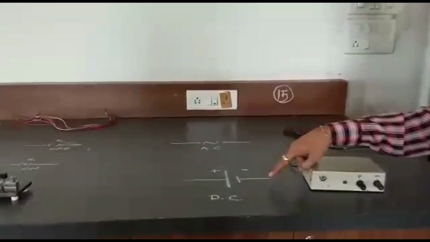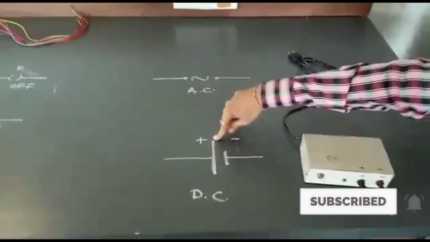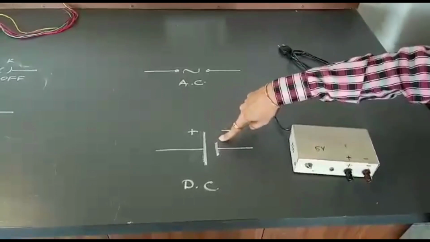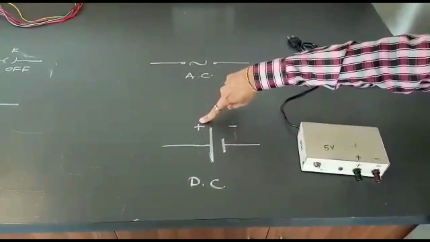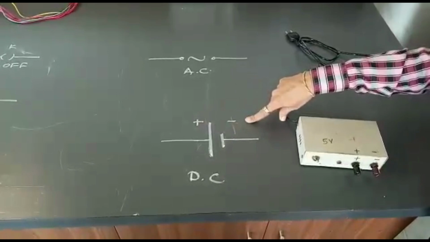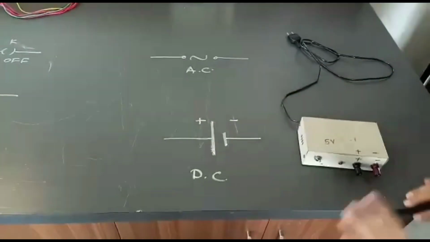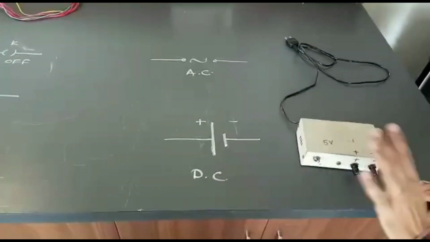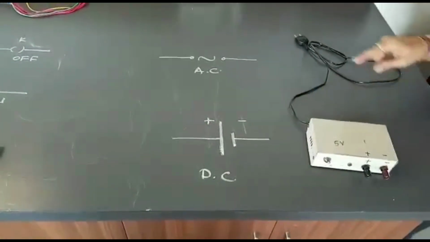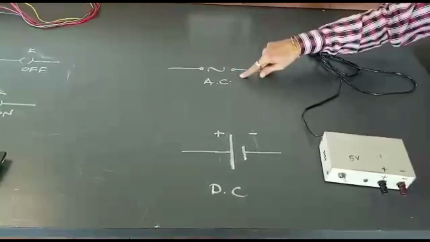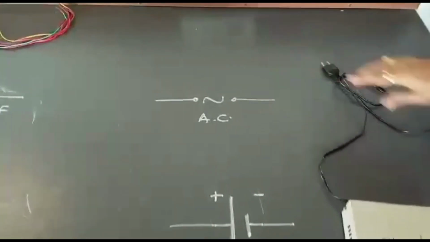Now the symbol for the DC battery is one bigger line and a second smaller line. The bigger one is the positive terminal and the smaller line is the negative terminal. In your book it is not mentioned, but you have to understand which is positive and which is negative. The AC power supply symbol is given by this AC and the sine wave is there.